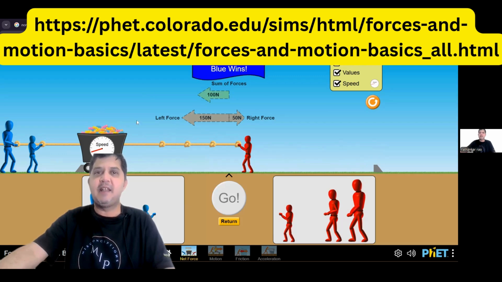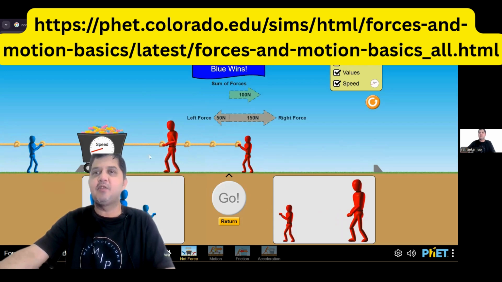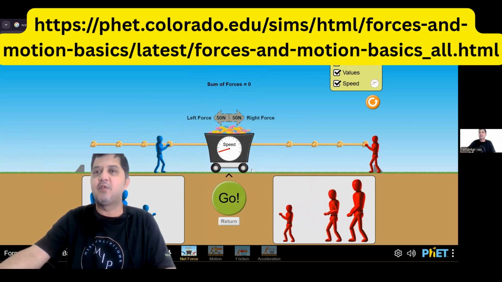If I want to keep it balanced, let us say, for example, I remove one of them here. I remove one of them over here. And you see, this is 50 Newton, this is 50 Newton, but still the trolley is not moving. Why is it not moving? Because the force is balanced. Now I can take this one and put it over here somewhere. Now this side is 150 and this is 50 over here. When I click on go, first I'll go to return. Okay, or maybe I'll pull this one also down over here. When I have something like this, will it move?